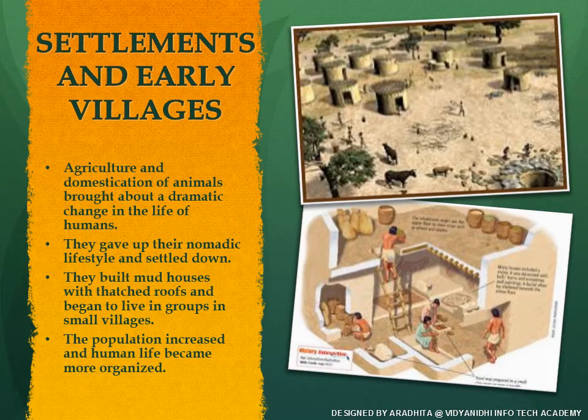Settlements and early villages. Agriculture and domestication of animals brought about a dramatic change in the life of humans. They gave up their nomadic lifestyle and settled down. They built mud houses with thatched roofs and began to live in groups in small villages. The population increased and human life became more organized.